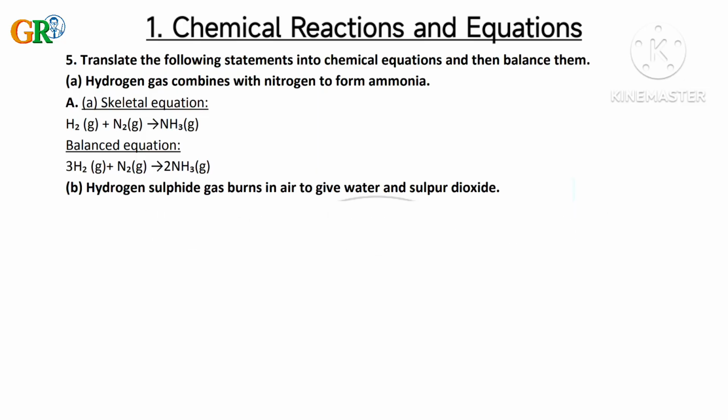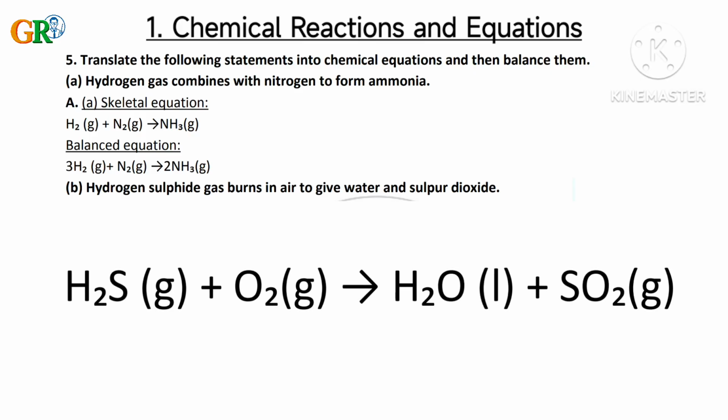B. Hydrogen sulfide gas burns in air to give water and sulfur dioxide. That means hydrogen sulfide plus oxygen gives rise to water plus sulfur dioxide. The chemical equation is H2S plus O2 gives rise to H2O plus SO2. Let us look at the oxygen atoms. On the left hand side we have 2 and on the right hand side we have 1 plus 2, 3 atoms. Let us write 2 as the coefficient for H2O, so we get 2H2O plus SO2.